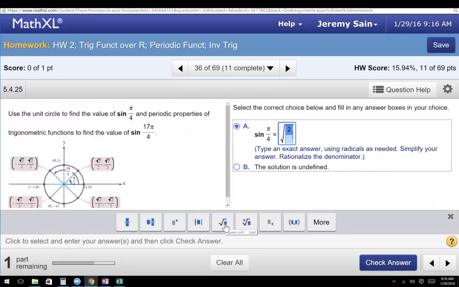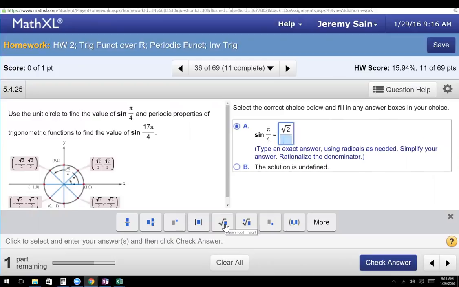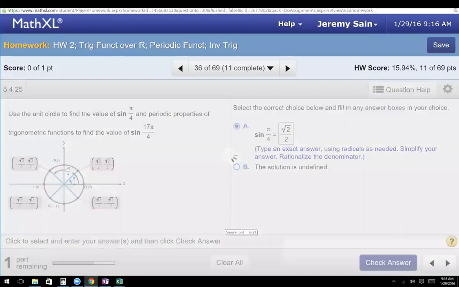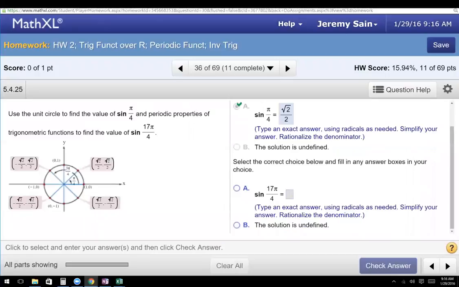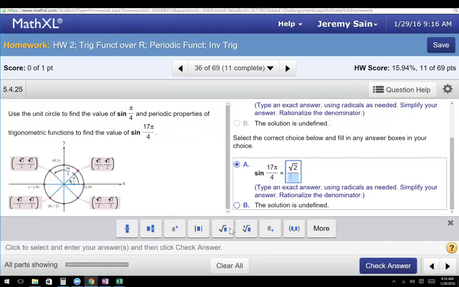Sine is y, yes. Actually, they're both square root 2 over 2 in this particular case, but yes, it is root 2 over 2 because the y is root 2 over 2. 17 pi over 4, again, it's in the exact same spot on the circle. So it's going to also be root 2 over 2.